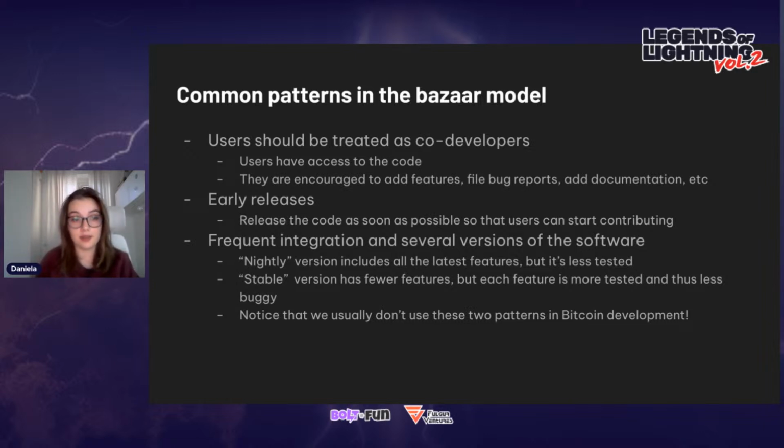That makes sense, but just release the code as soon as possible so that people can start contributing. One thing that is done in many bazaar model softwares, but not really in Bitcoin, is frequent integration and several versions. If you think about Rust, Debian, NixOS, those are the first examples that come to my mind. There are usually two versions of the software: the stable and the nightly. The stable is stable. You have fewer features, but all of them are tested and less buggy. But then you have the nightly version that includes all the latest features, but it's way less tested.